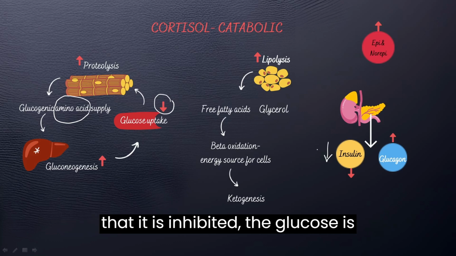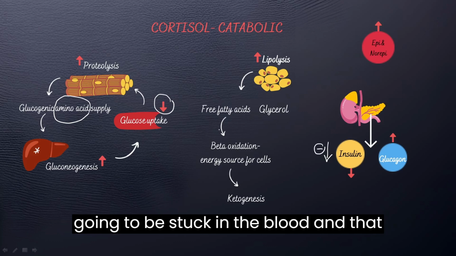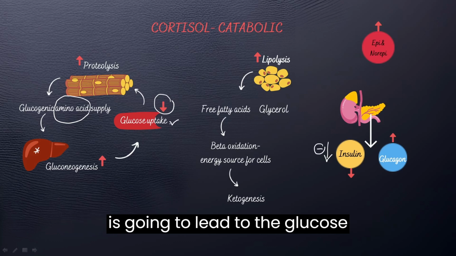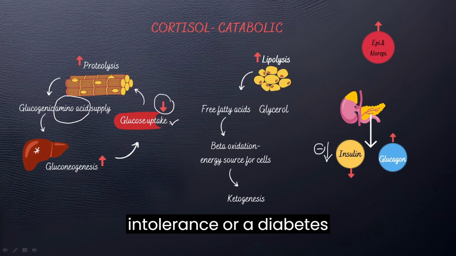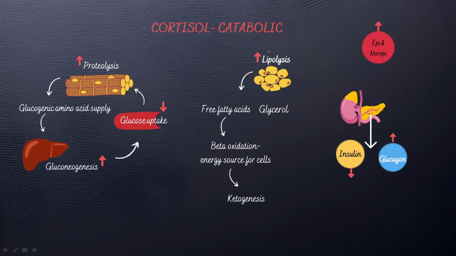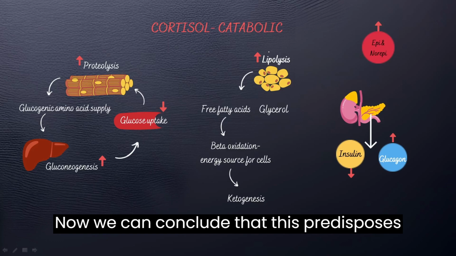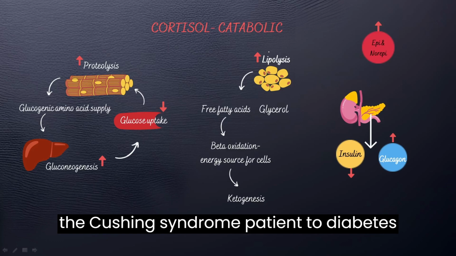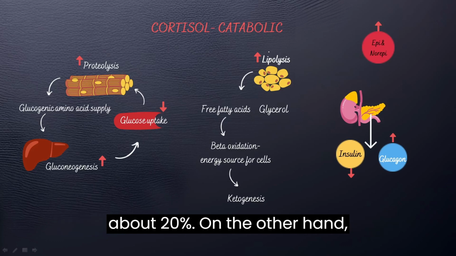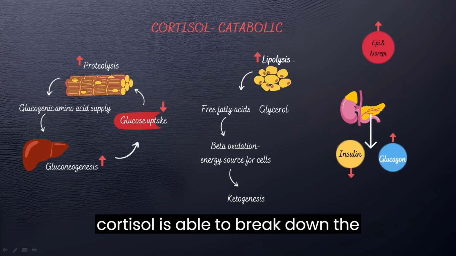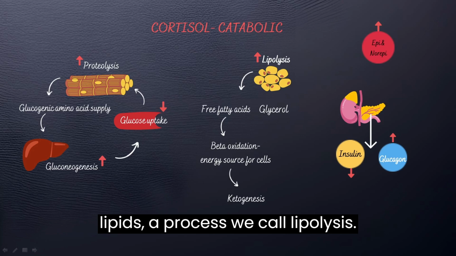Now that it is inhibited, the glucose is going to be stuck in the blood, and that is going to lead to a glucose intolerance or a diabetes mellitus. Now we can conclude that this predisposes the Cushing syndrome patient to diabetes mellitus, and this has a prevalence of about 20%. On the other hand, cortisol is able to break down the lipids, a process we call lipolysis.